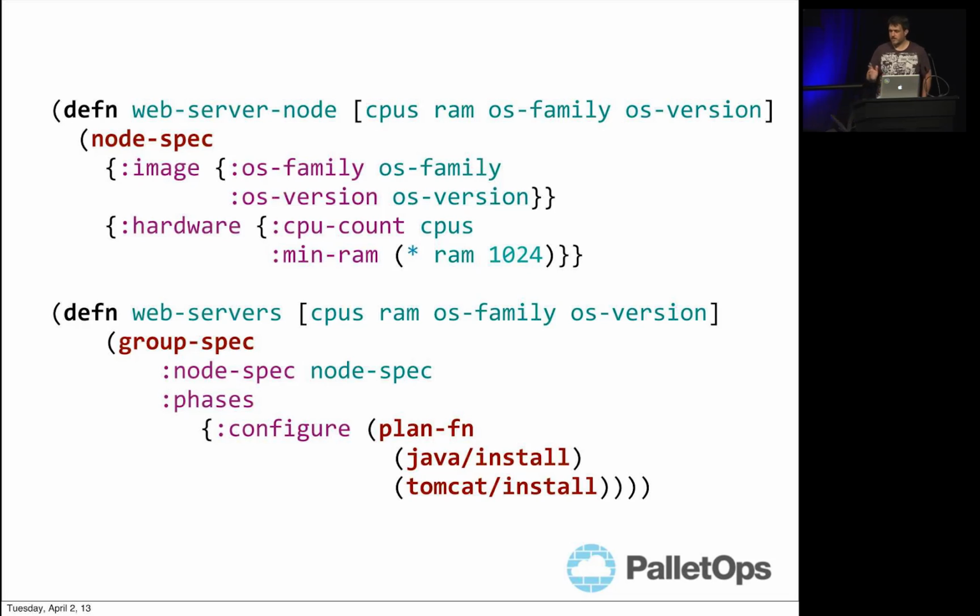But we can take it a little bit farther, and that's where the functional aspect comes in. Before I was using concrete specs, but they don't have to be concrete. It's all data manipulation at this point. So we can build a function that will build a node according to our specs based on parameters, right? So for a web server, you specify the CPUs, the RAM, the OS family, and OS version. And then the group spec can also be defined functionally and based on the same parameters. So now we have a function for the group web servers that builds a spec based on these specific parameters.